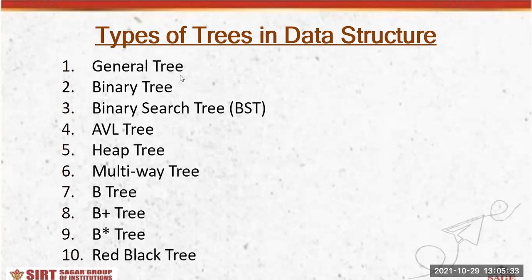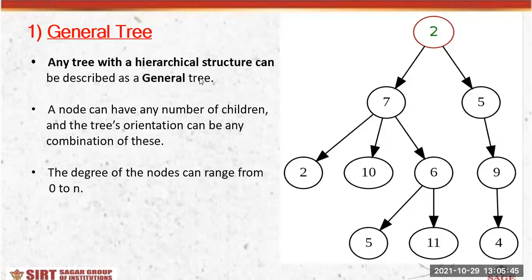So, general type. Basically our agenda for this meeting is the types of trees. We have done the revision or recap of previous topics. Now see what is a general tree. Basically, a tree with a hierarchical structure can be described as a general tree. Hierarchical structure means starting from the root, going till the child. This is the hierarchical structure.